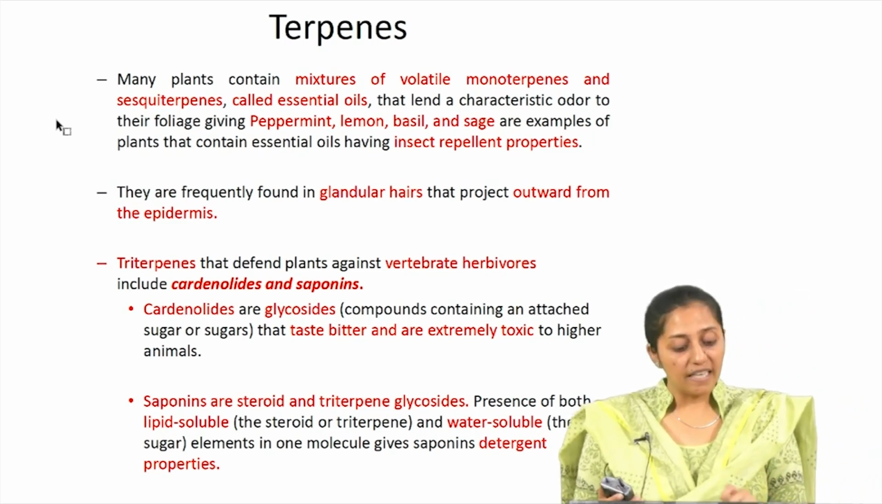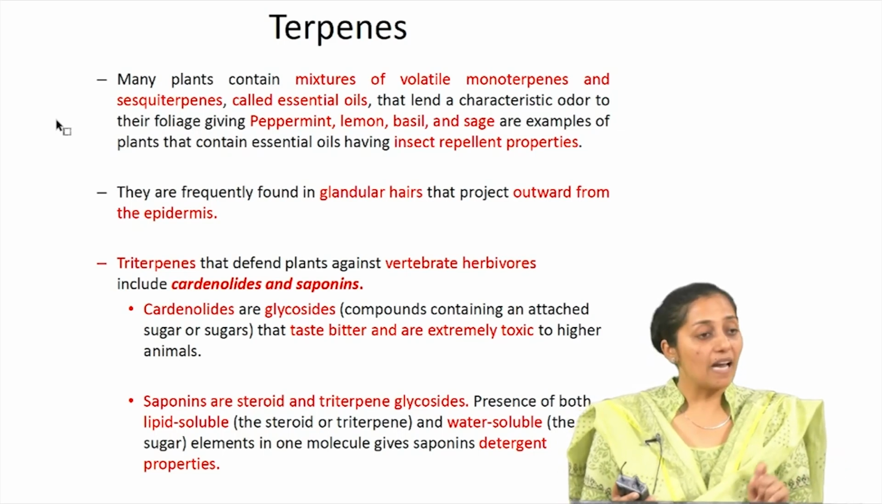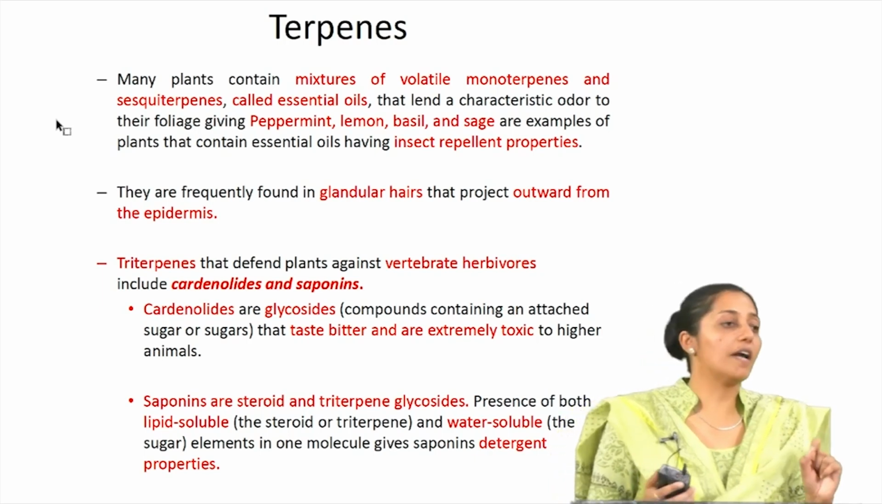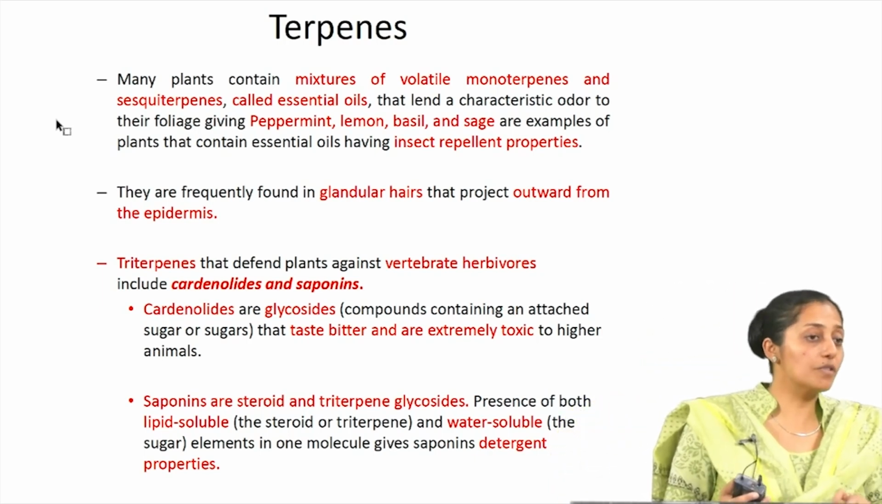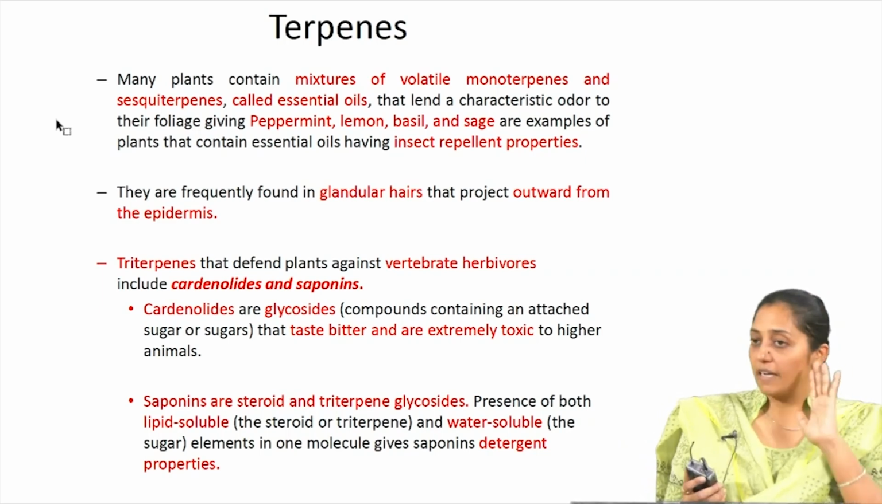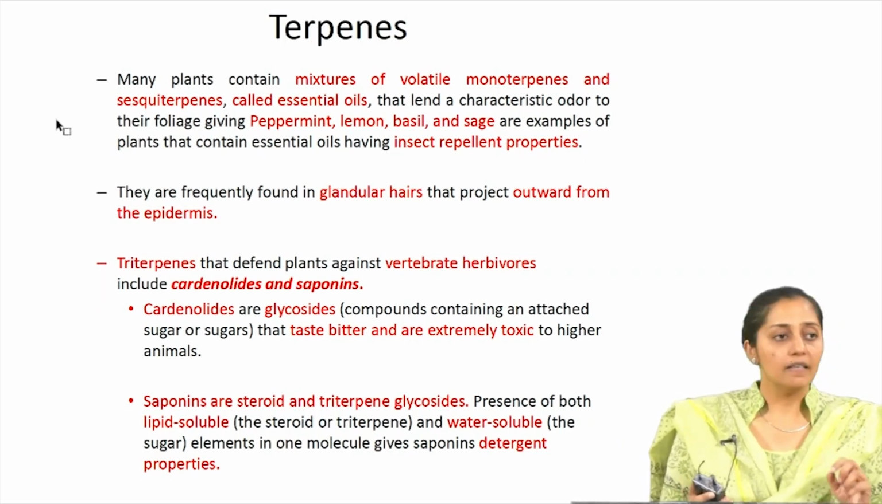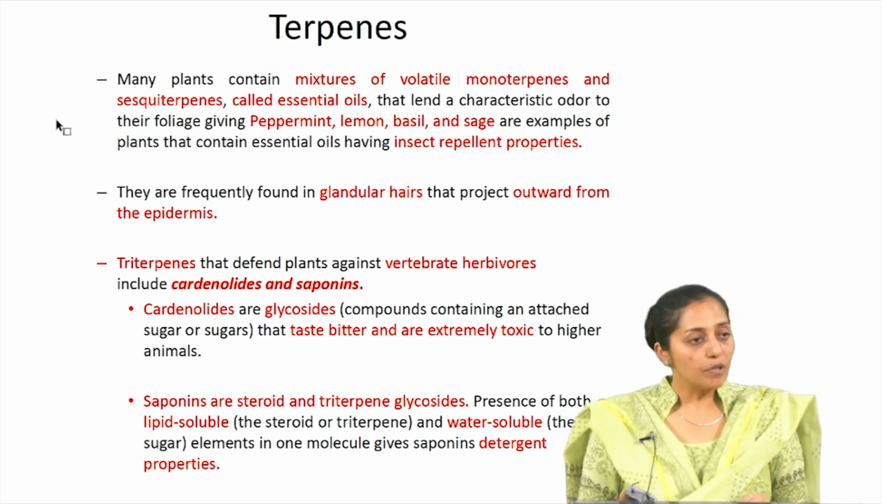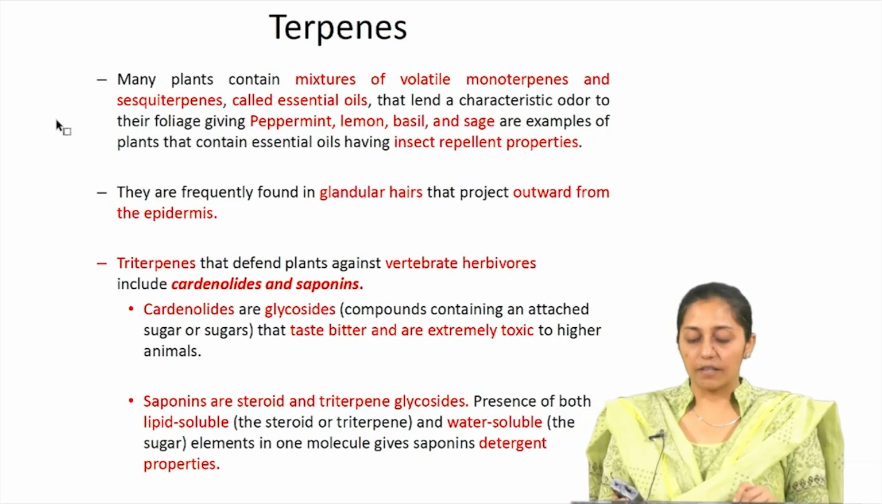Now these are compounds containing an attached sugar or sugar alcohols that taste bitter and are extremely toxic to higher animals. So some of these glucosides taste very bitter, which can act as a feeding deterrent, or can be very toxic to the feeders, the herbivores. Now saponins are steroids and triterpene glycosides.